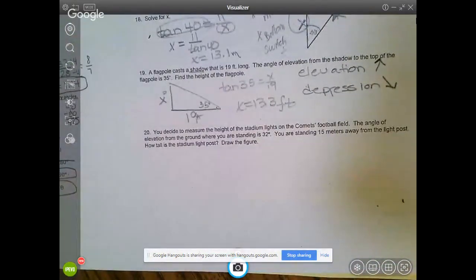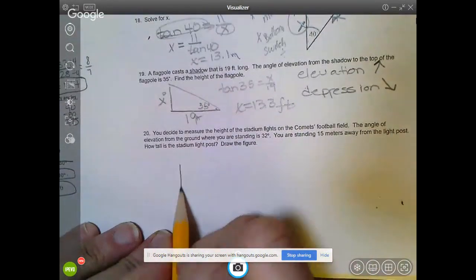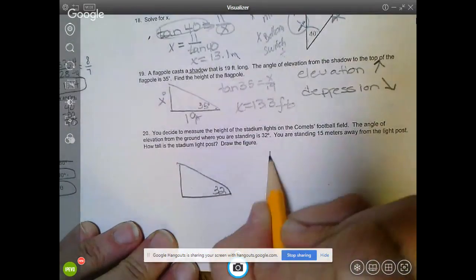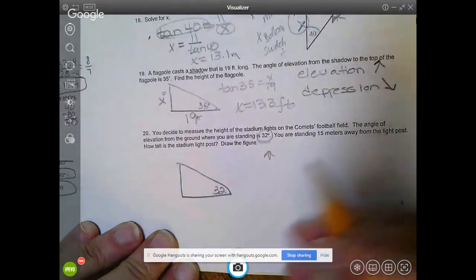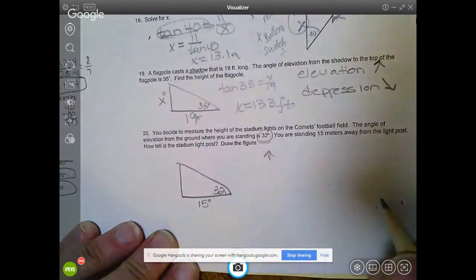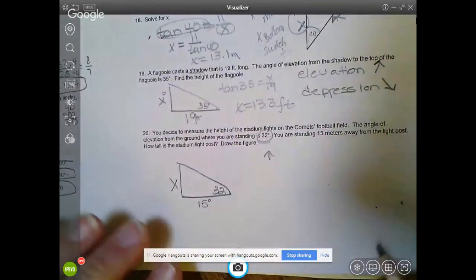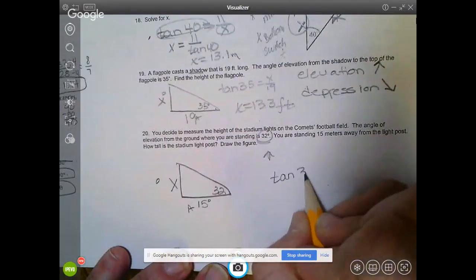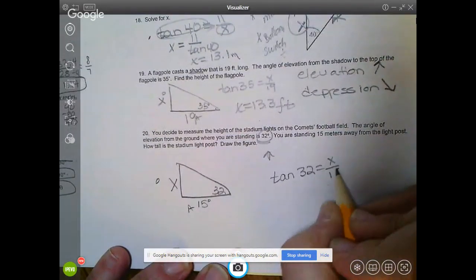Next, you decide to measure the height of the stadium lights on the Comets football field. The angle of elevation from the ground where you are standing is 32. Elevation, again, is looking up. You're 15 meters away. How tall is the light post? Again, opposite, adjacent. Tan 32 equals x over 15.